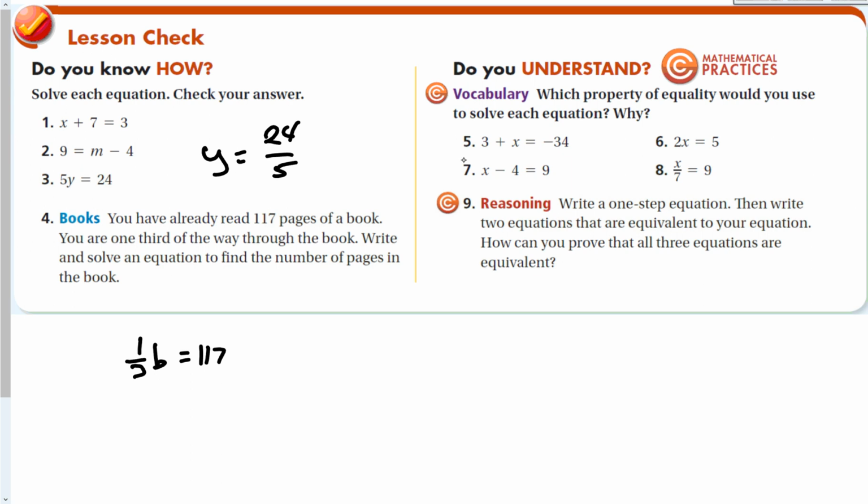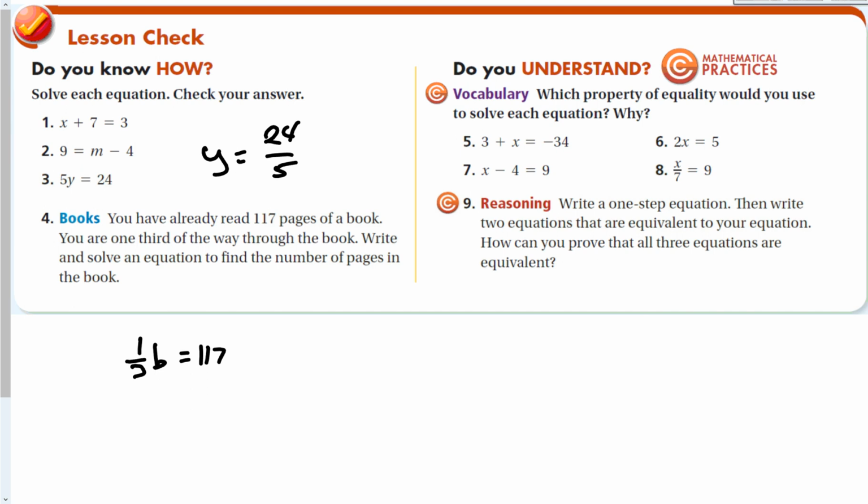Which property would we use? Well, looking carefully at number 5, I would subtract 3 from both sides because 3 is positive. So this is the subtraction property of equality. Number 6 is the division property of equality because I'm going to divide both sides by 2. Number 7 is the addition property of equality because I have x minus 4, so I'm going to add 4 to both sides. And finally, 8 is the multiplication property of equality, because I have x divided by 7.